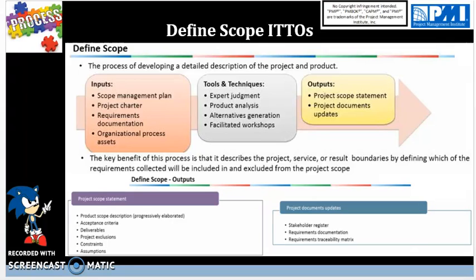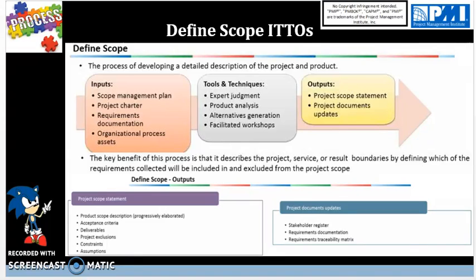Now the ITTOs, inputs, tools, and techniques, for the define scope process are shown here. The process of developing a detailed description of the project and product, that's what we're trying to do here. For inputs, we have the scope management plan, which comes from plan scope management, the project charter, which comes from develop project charter, and requirements documentation, which comes from the collect requirements process. Then we have organizational process assets, which will guide us in how we will define scope based on policies and procedures, and even lessons learned from previous projects.